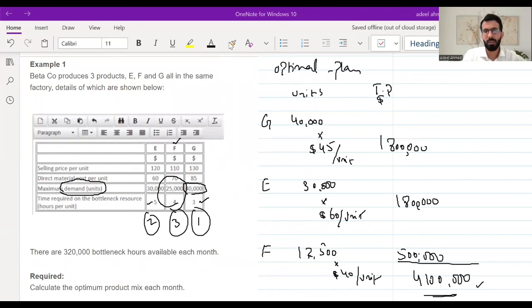Now in the next video we will also discuss the calculation of throughput accounting ratio, which we haven't yet discussed so far. Throughput accounting ratio is a measure which could be used for decision making. If the throughput accounting ratio is greater than 1, it reflects profitability. If it is less than 1, it reflects loss. So let's discuss the throughput accounting ratio in our next video.